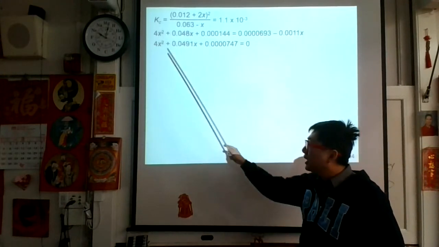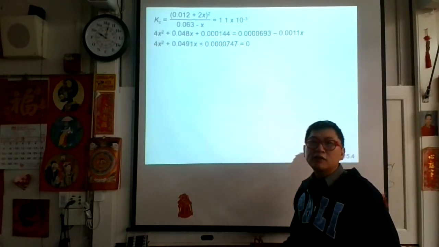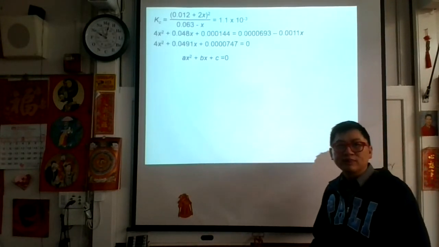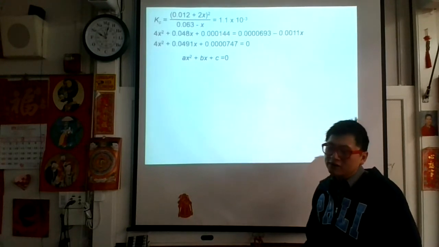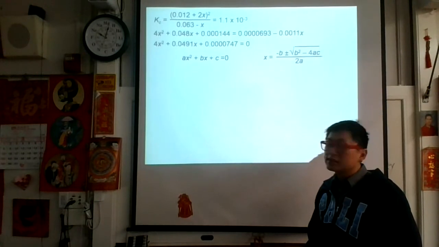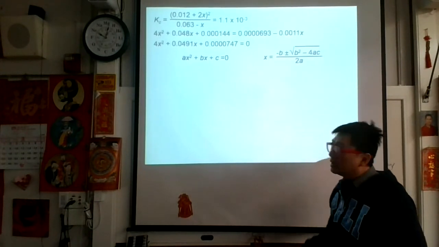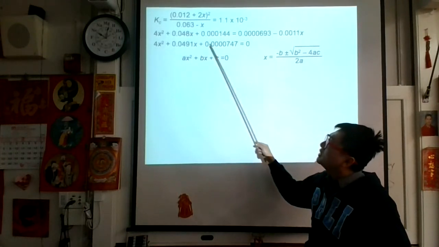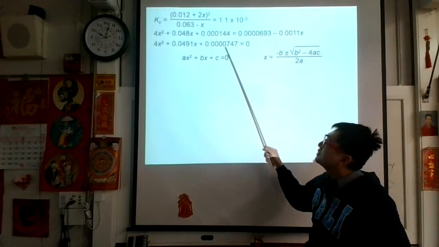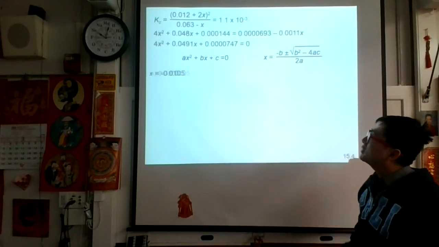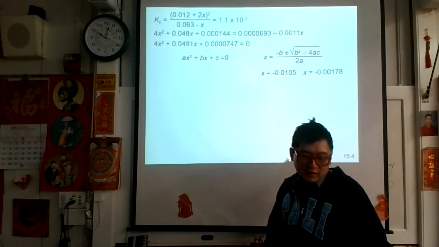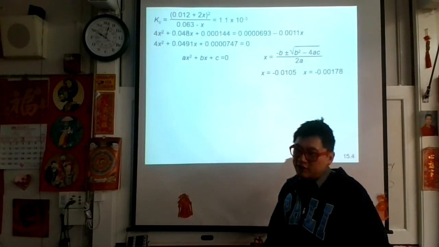You might notice the format of this equation: ax squared plus bx plus c is equal to 0. If I have an equation like that, I can solve for x. You know how to do that. I didn't say it's fun, but it's called the quadratic equation. So you'll plug in a, b is equal to 0.0491, c is equal to 0.0000747, plug into here, and I'll get two values for x. Two values for x, that's really confusing. Which is the correct value of x?